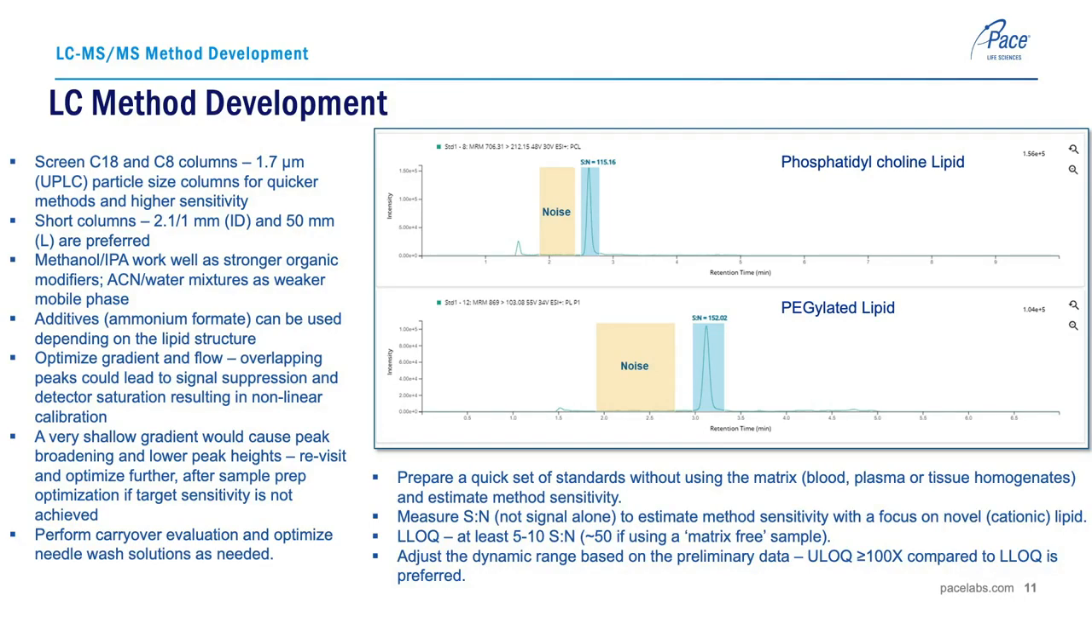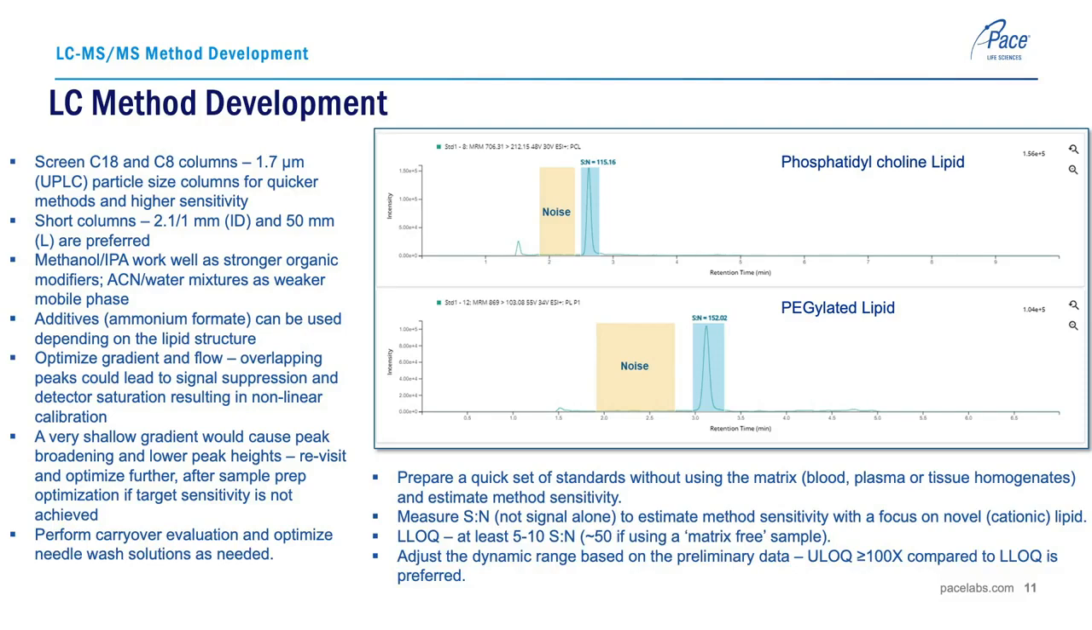For the LC optimization, screen at least 2 different columns with different chemistries, for example, a C18 and a C8 in this case. UPLC columns will help shorten the runtimes further. Short columns with narrow IDs are typically used for bioanalytical methods. 2.1 millimeter or 1 millimeter internal diameter and 50 millimeter length are usually the preferred dimensions.